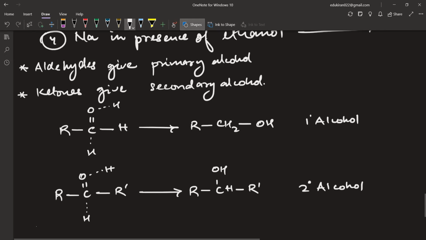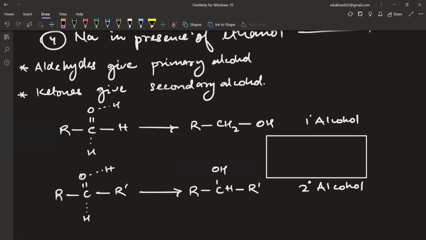Now the important point to note down here is what is happening. We are breaking the CO pi bond, and we are forming a CH bond and one OH bond. Both of these bonds are formed. Wait a second, let me write the reagents here. So reagent, you can write H2 nickel. You can write LiAlH4.